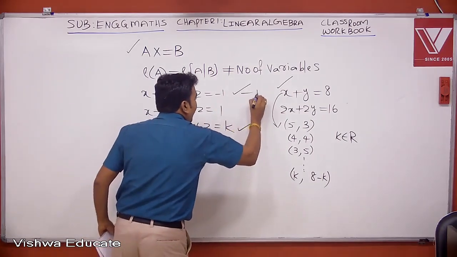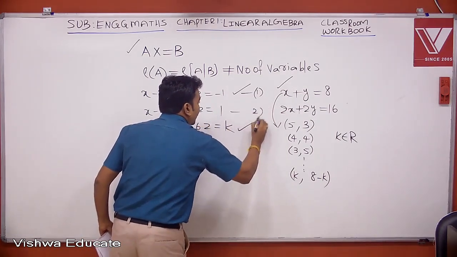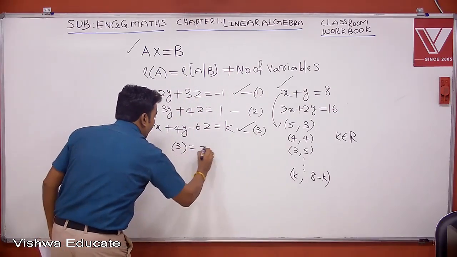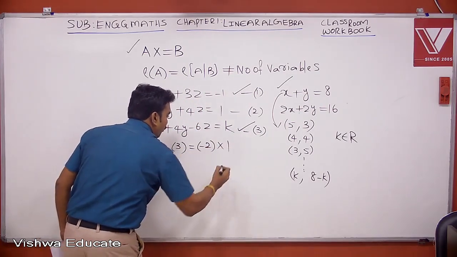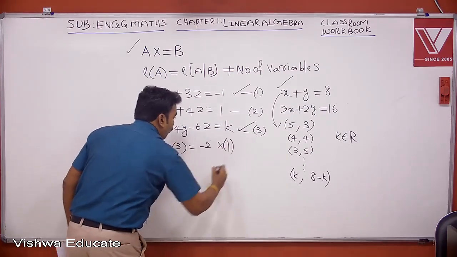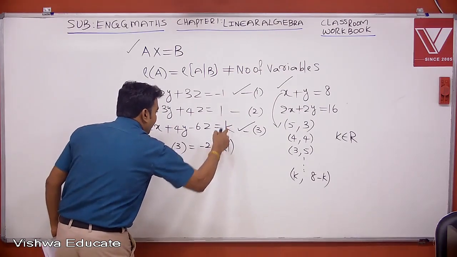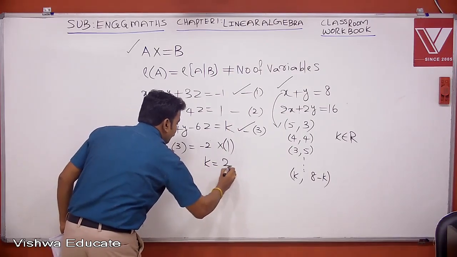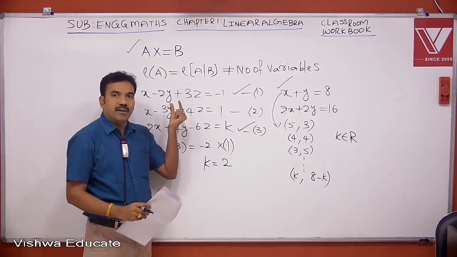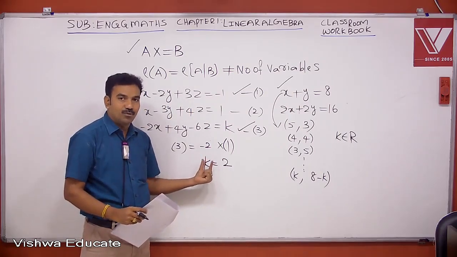Therefore, taking this as equation 1, this as equation 2 and this as equation 3, equation 3 is minus 2 times equation 1. So as per this result, k is nothing but 2. Therefore, the value of k for which this system has infinitely many solutions is k equal to 2.